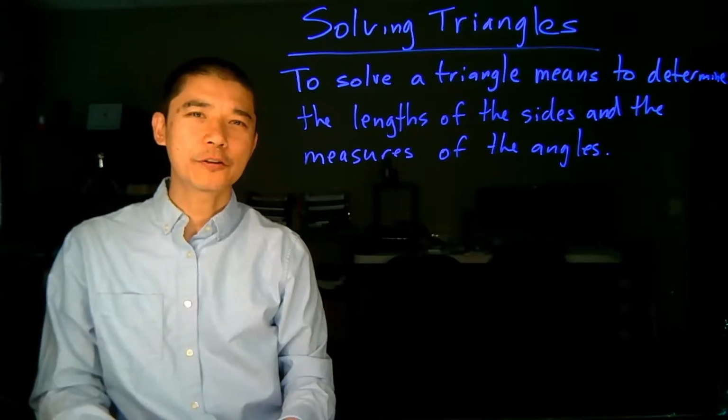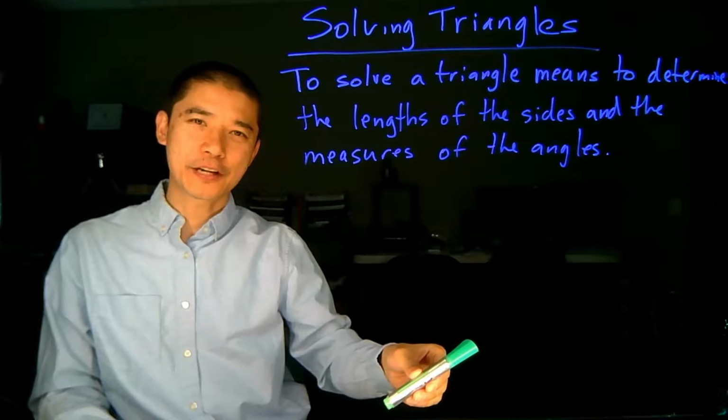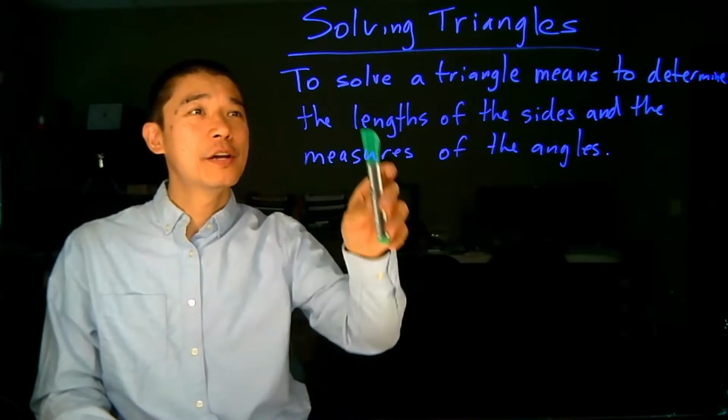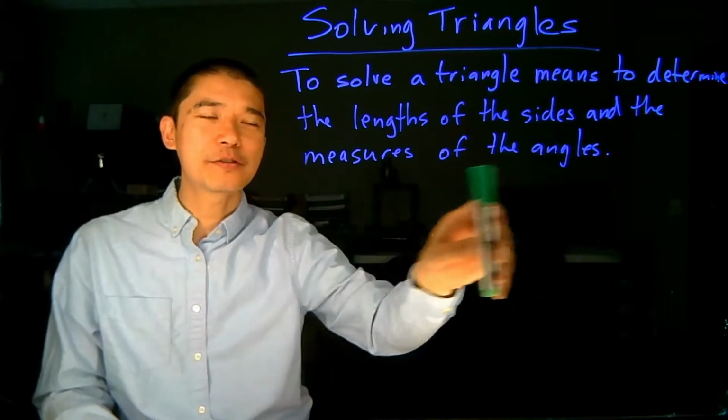The next thing we're going to look at is solving triangles. Now specifically we'll be solving right triangles in this section, and later on we'll solve general triangles. To solve a triangle means to determine the lengths of the sides and the measures of the angles.